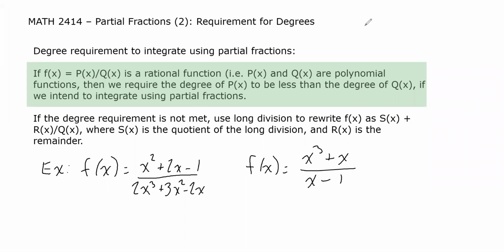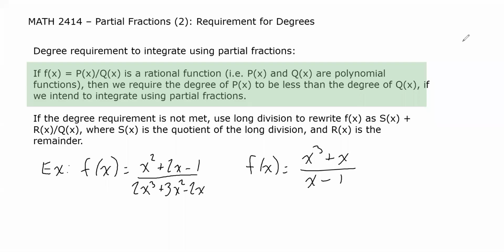If f of x equals p of x over q of x is a rational function, in other words, p of x and q of x are polynomial functions. I realize I just left out a parentheses. Okay, let's try this again.